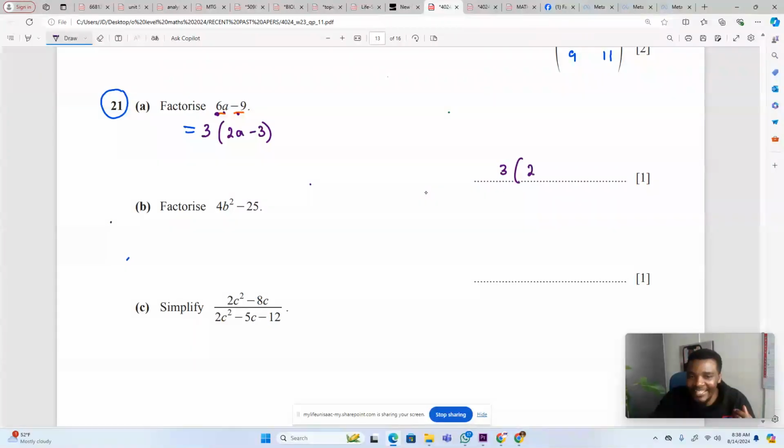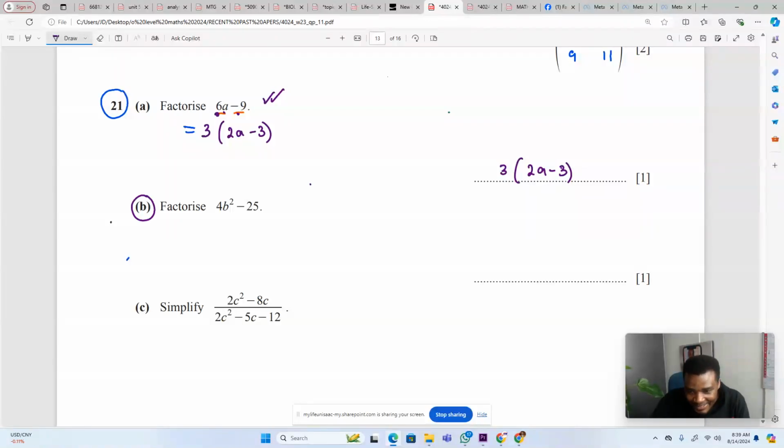3, open brackets, 2a minus 3. If you try to remove brackets, you get back the original expression. Say 3 times 2a, you get 6a. So 3 times minus 3, you get minus 9. So indeed, this is an interesting question. Imagine you can even verify to see if your answer is correct. This is amazing.